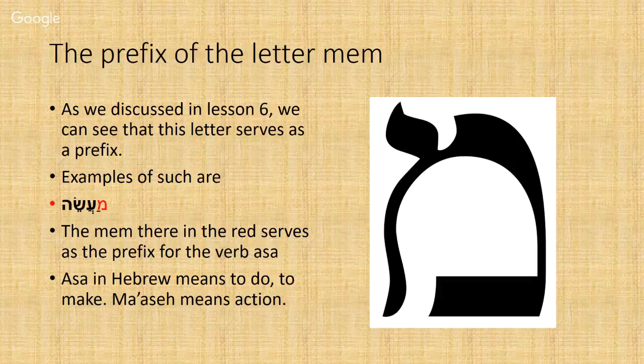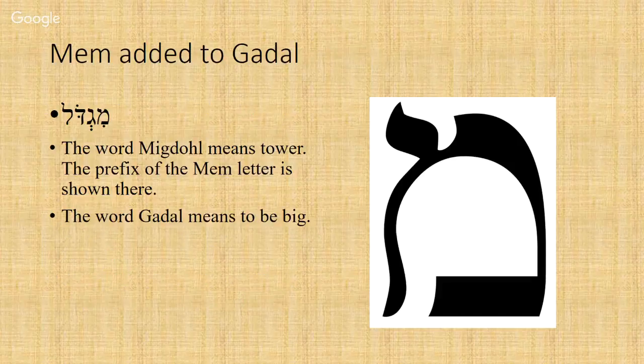Ma'aseh means action. So as we discussed before, when you have the prefix of the letter mem, brothers and sisters, it changes the verb to a noun. So asa is the verb to do. Ma'aseh means action. That is the actual noun. That is the thing. A noun is a person, place, or thing. So this is something we want to get into for edification purposes. All right. How this particular thing works in Hebrew. All right, let's go on to the next slide.